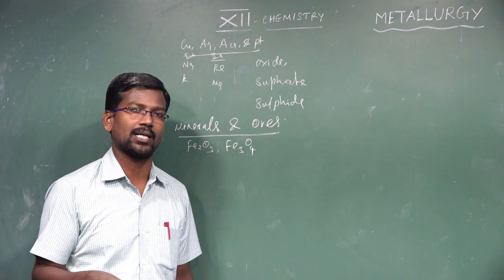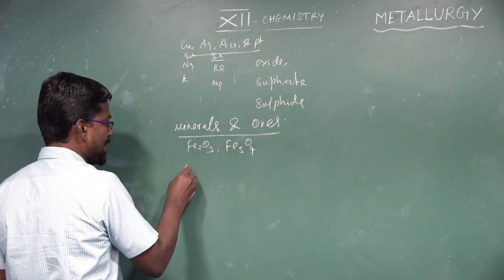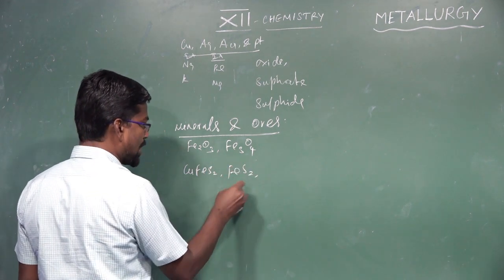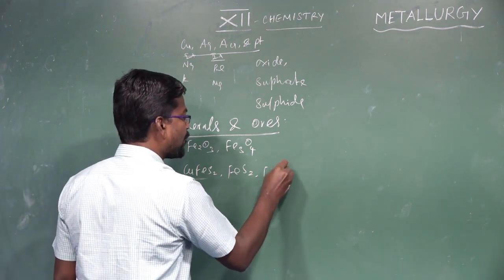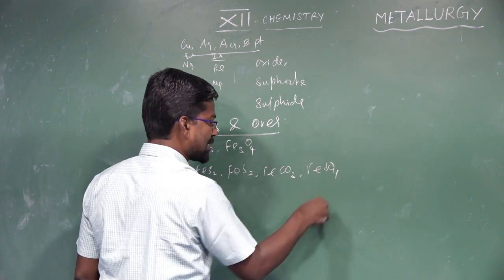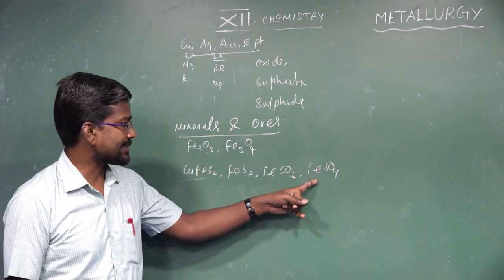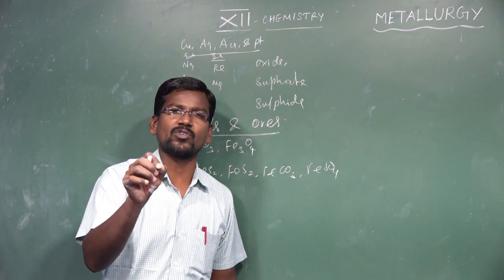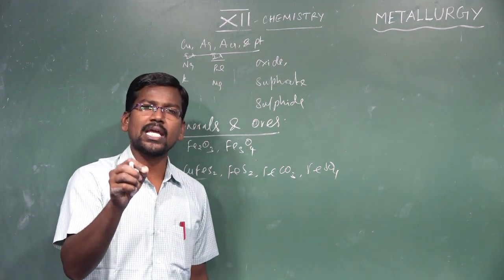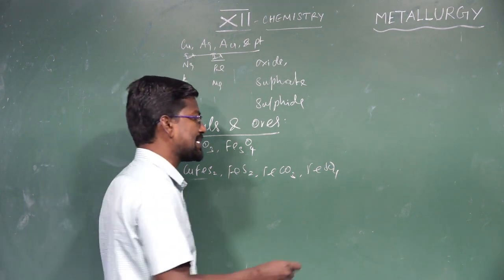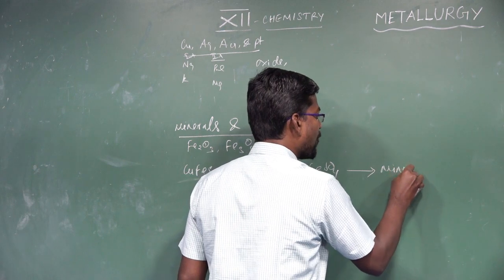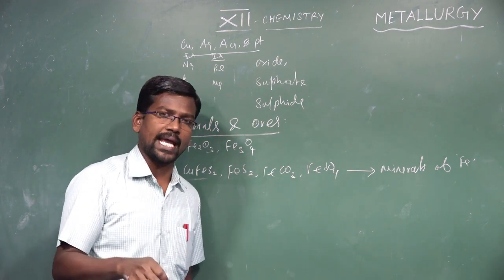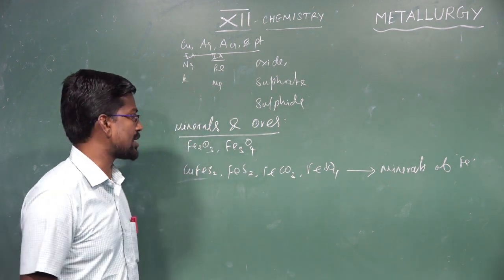Those compounds have the highest amount of iron metal. Other ores: copper pyrite, CuFeS2; iron pyrite, FeS2; then iron carbonate, FeCO3, siderite; then iron sulfate, FeSO4. Iron sulfate, iron carbonate, iron pyrite, copper pyrite contain a low percentage of iron metal, so these compounds are known as minerals of iron. Those compounds which contain a high percentage of the metal are known as ores.